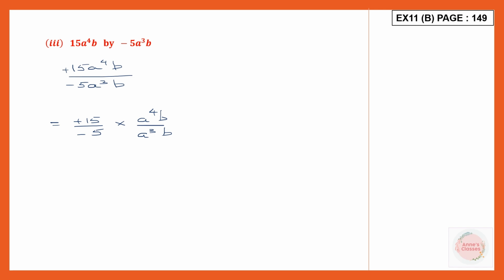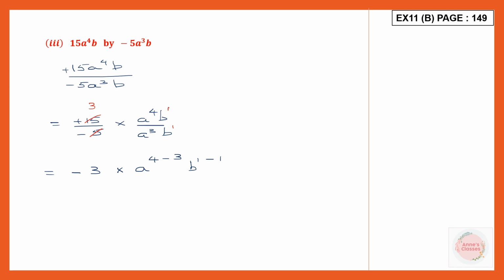Now here we have a plus sign and a minus sign. So your answer will have a minus sign. Now the numbers: 5 ones are 5, 5 threes are 15. So the number is 3 into, now here we have a to the power of 4. In the denominator we have a to the power of 3. So it becomes a to the power of 4 minus 3. And then here it is b to the power of 1 minus 1, because in the numerator we have 1b, denominator we have 1.